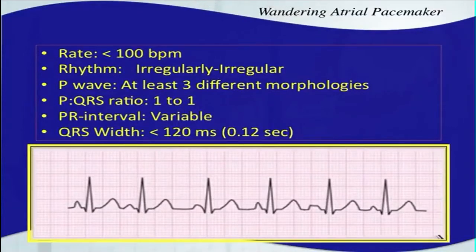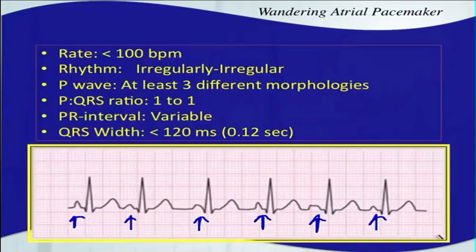Your P wave should have at least 3 different morphologies, and all that means is you have to have 3 different shapes of P waves. If you look at these P waves down here, you'll see that they do not look alike at all. They constantly are changing shape. That has to be true with the wandering atrial pacemaker. Your P to QRS ratio is still going to remain 1:1.